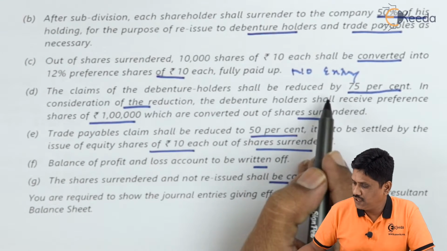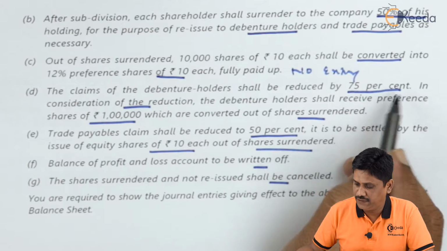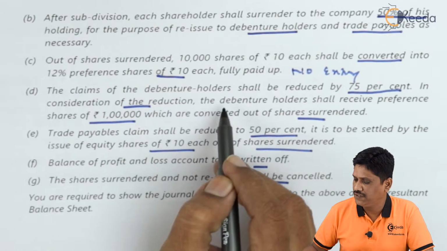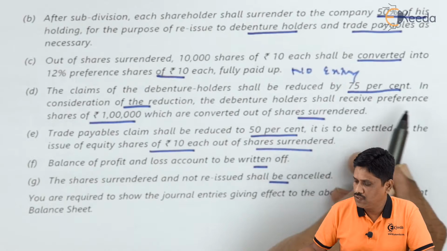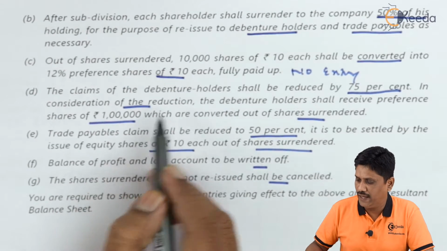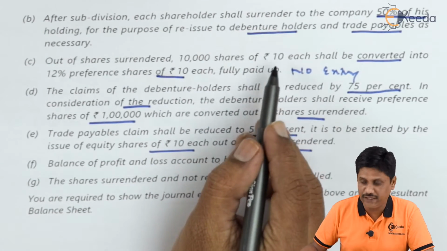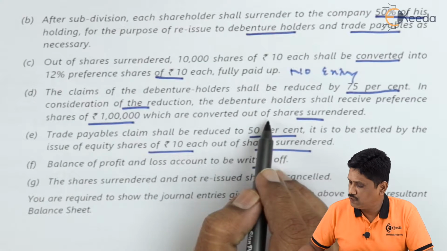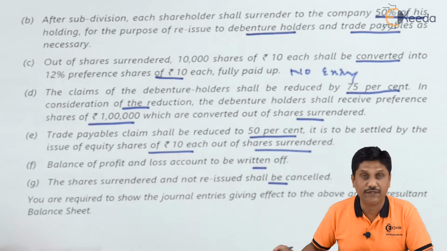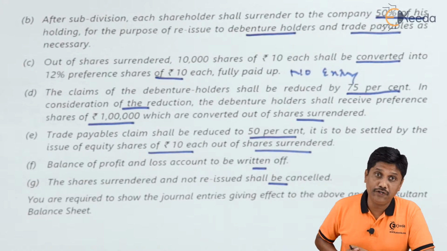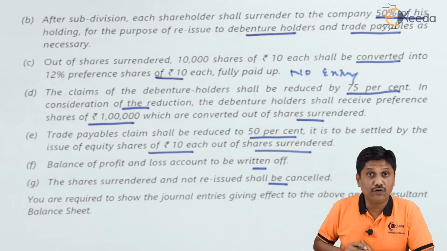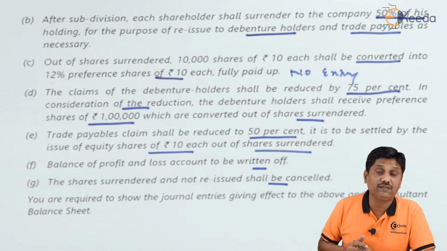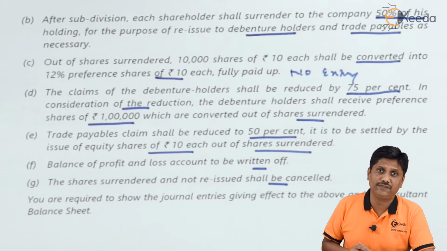Claims of debenture holders shall be reduced by 75%. In consideration of the reduction, debenture holders shall receive preference shares of rupees 1 lakh, that is 10,000 preference shares of 10 each, which were converted out of shares surrendered. So we have to reduce our debenture holders, and in cancellation of that we will give them preference shares which were surrendered by equity shareholder earlier. Let us pass the entry for reduction of debenture holder.